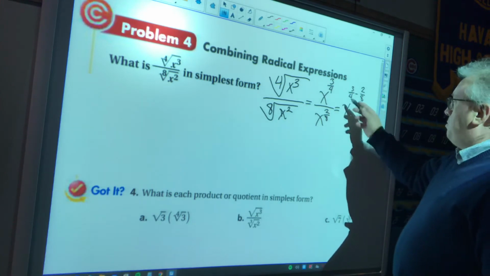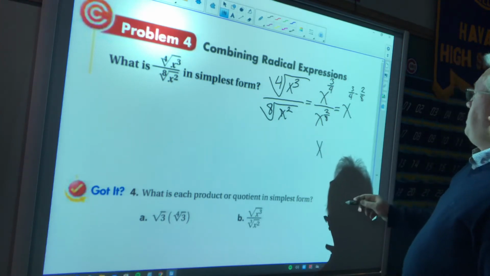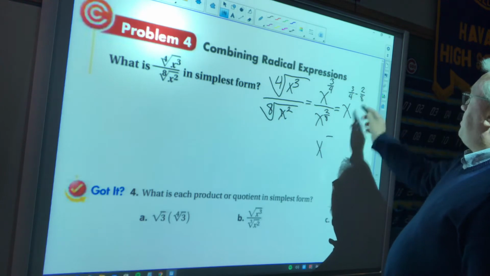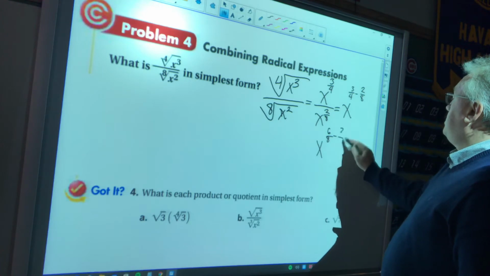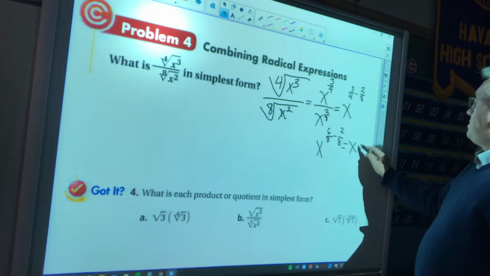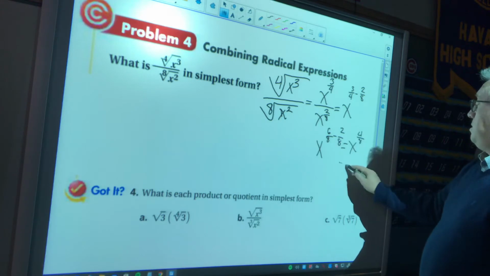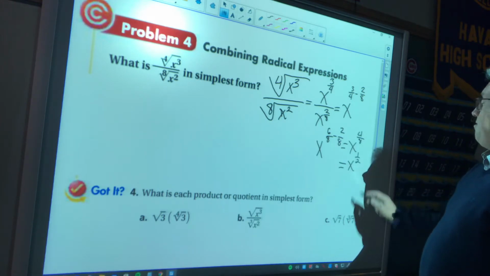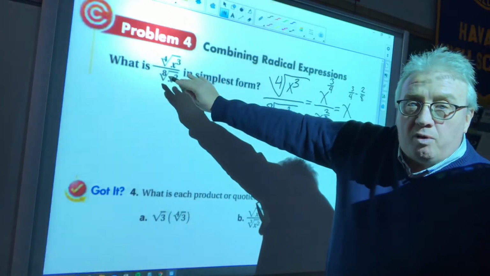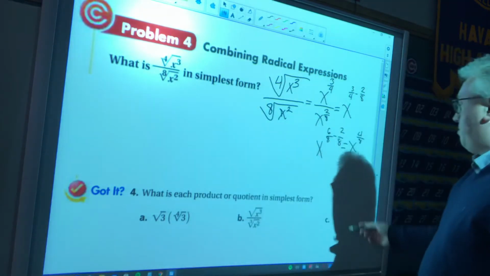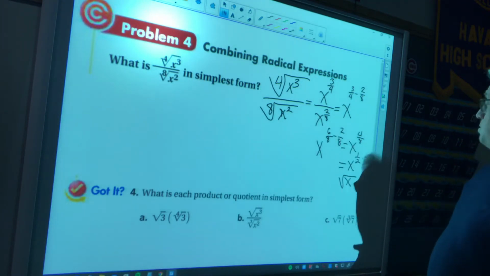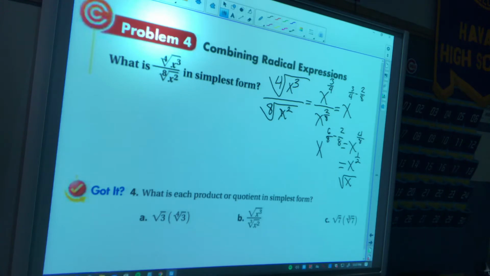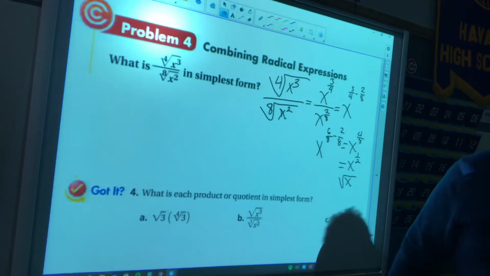So it's real important that you understand them and remember them. If we do the math here, we need to have common denominators, right? So that's going to be 6/8 minus 2/8, which is x to the 4/8, which is x to the 1/2 power. And since we started in radical form, we want to finish in radical form unless it says otherwise. So this is the square root of x. Hopefully not too bad.